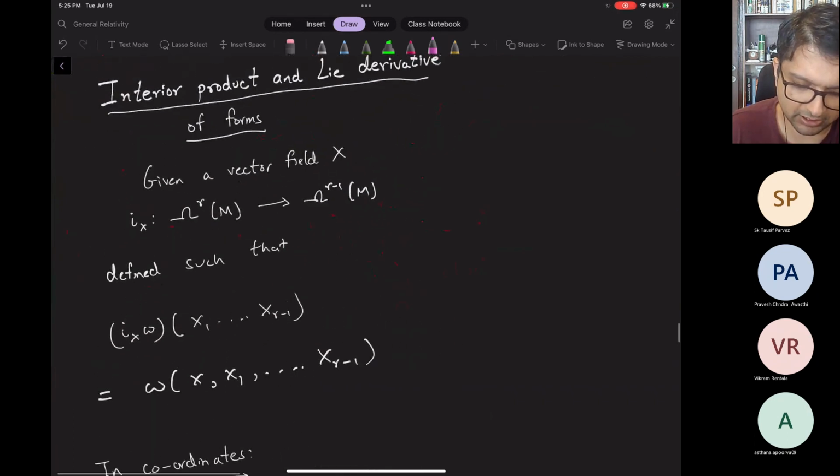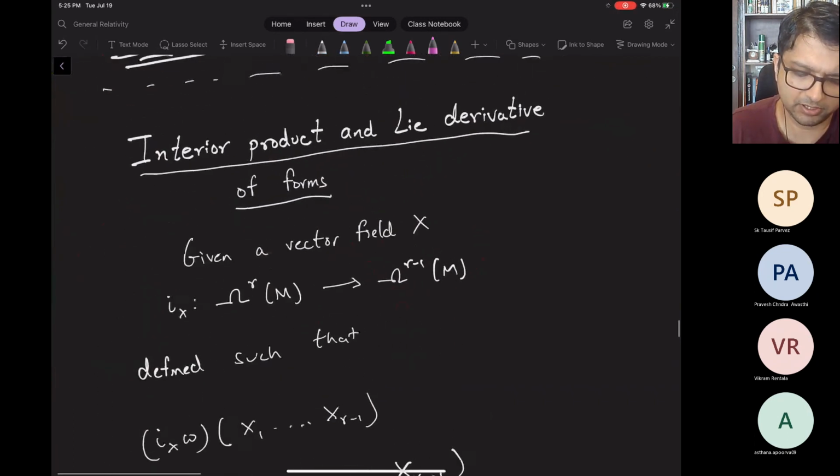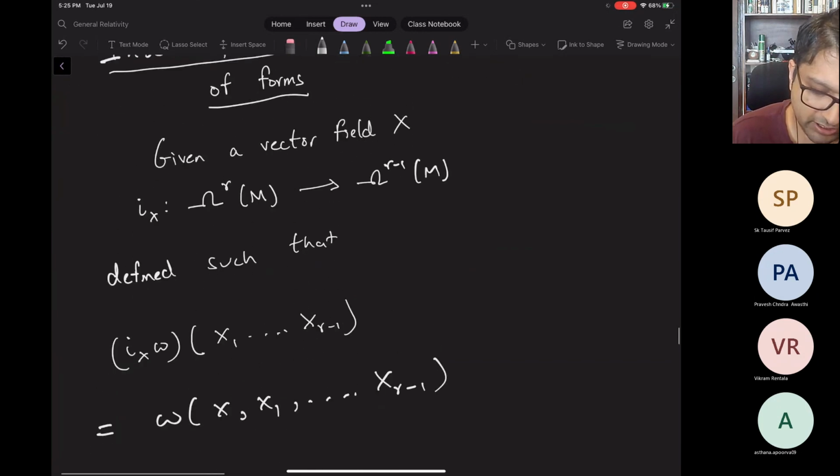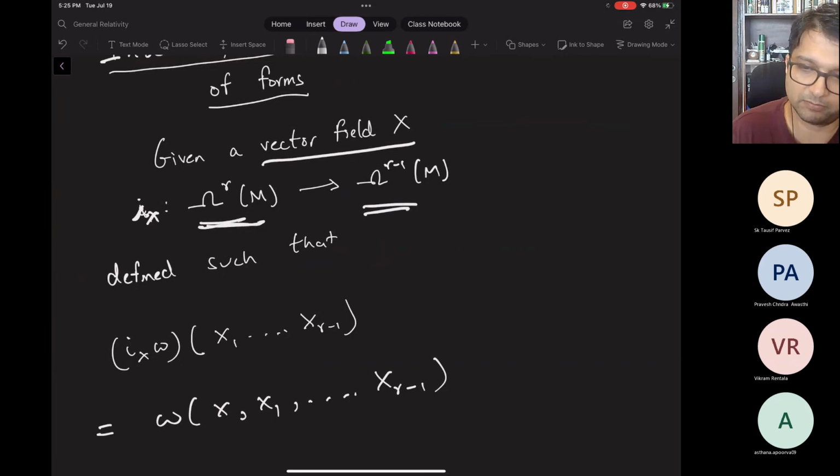Okay, so let me define one last operation. This is an interior product and a relationship between this interior product and what are called d derivatives of these forms. The interior product is very simple. Given a vector field x, we define the interior product Ix, which takes an R form to an R minus one form. The exterior derivative took us from an R form to an R plus one form. Now we can go from an R form to an R minus one form, but this requires us to supply one vector field x. It's defined such that Ix omega acting on x1 through xr minus one.